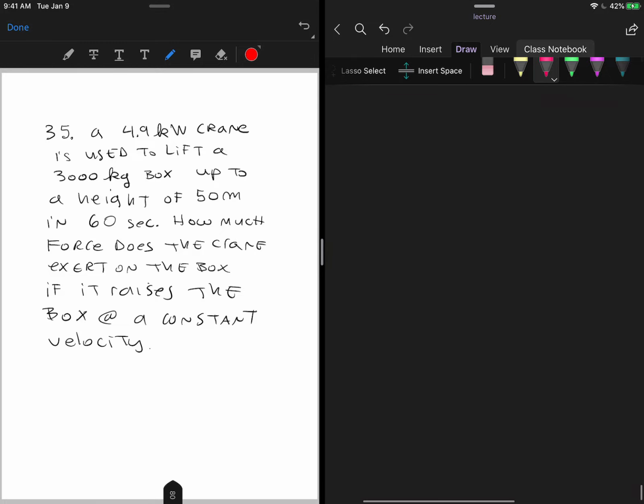In this one, we have a 4.9 kilowatt crane. It's used to lift a 300 kilogram box up to a height of 50 meters, and it does that in 60 seconds. How much force does the crane exert on the box in order to raise it up at a constant velocity?